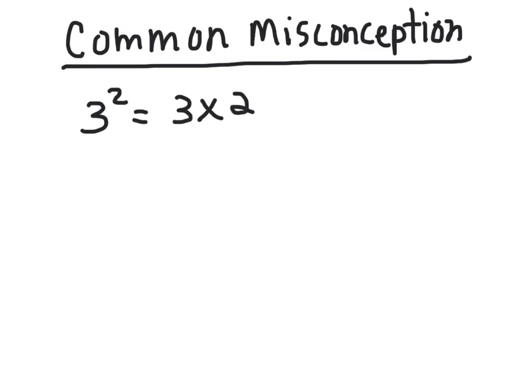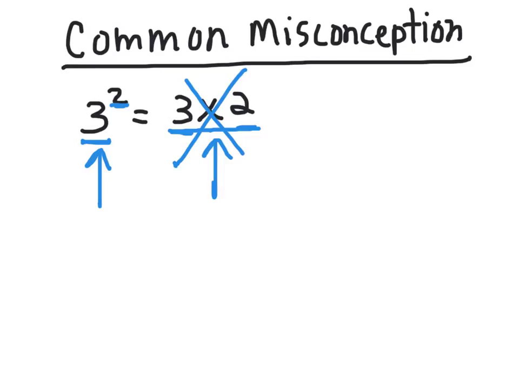Now, I do have to point out a misconception. It's very common for kids to see 3 squared and to automatically jump to their multiplication fact, not their squaring. What I'm saying is that some kids will see 3 squared and they will automatically think it is 3 times 2. This is a multiplication fact. This is a square. This is not 3 squared.